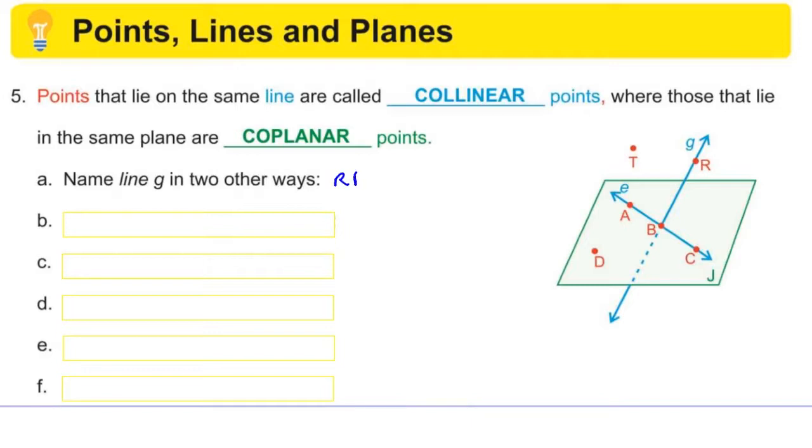Point R is on that line. Point B is on that line. And what am I forgetting? Yeah, the line symbol. All right, don't forget the line symbol. How else can you name that line? You thinking? Hey, don't be copying what I'm doing. Be thinking. All right, and I hope you're thinking BR. Right, we can switch the order. Okay, so we named line G in 2 different ways.